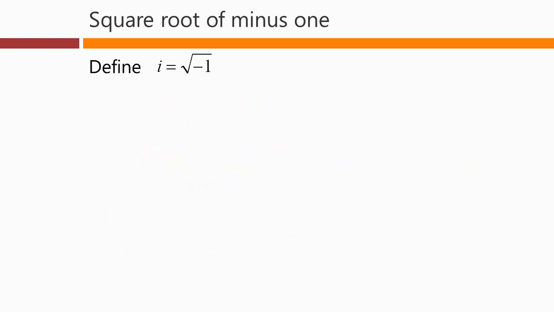So let's just choose to define this entity i as the square root of -1. That means that i squared is -1. And also (-i) squared is -1, because a minus times a minus just gives us a plus. So again, we end up with i squared, which is -1 by definition.